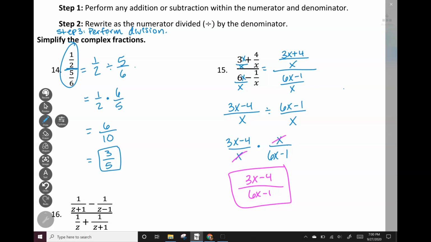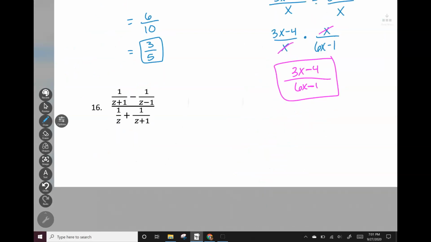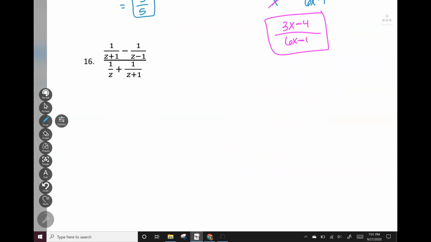That's it. Remember, you cannot simplify those because those are terms, being added or subtracted here. You can only simplify factors which are being multiplied. So because of this sign, you can't reduce the 3x/6x. Careful about that. All right, let's do one more.